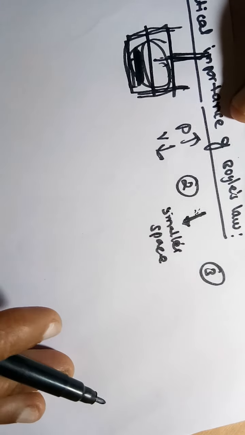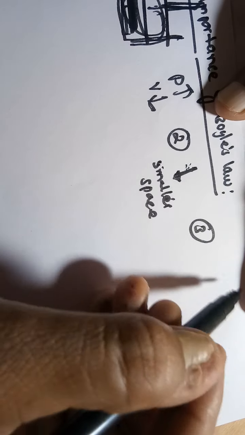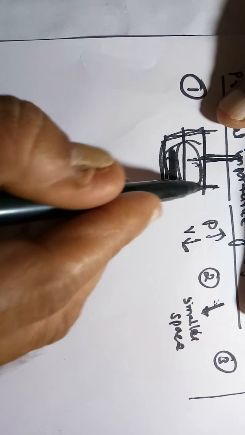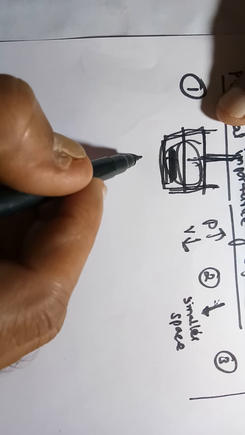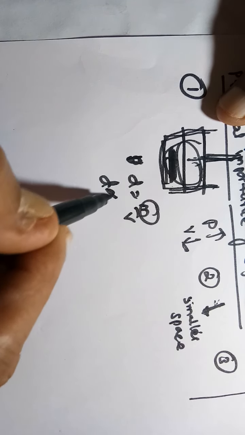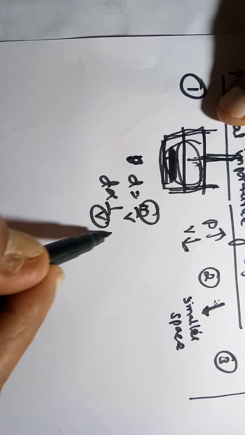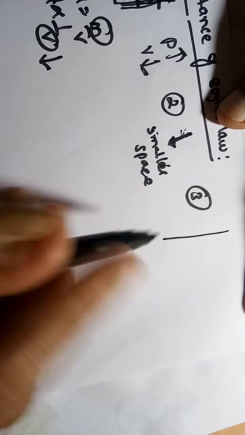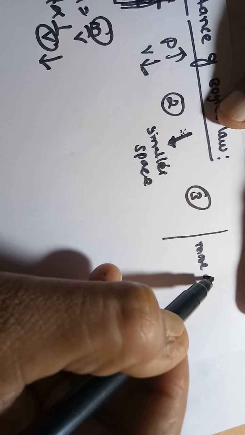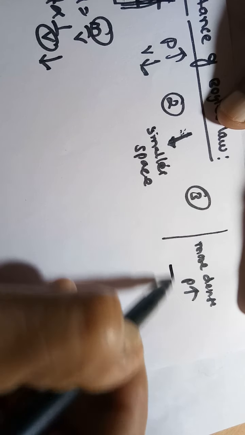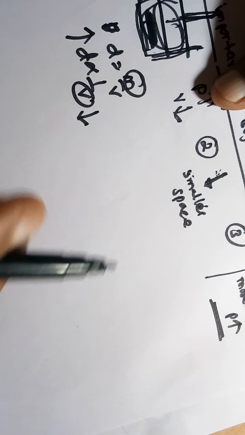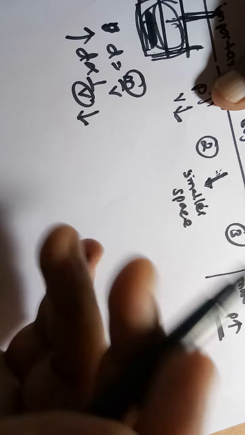Next, the third one: gas is denser at high pressure. The density of the gas is more at high pressure. Why? Because volume decreases. D is equal to M by V. Mass is the same, so D is inversely proportional to V. So when volume decreases, density increases. So gas is more dense at high pressure.